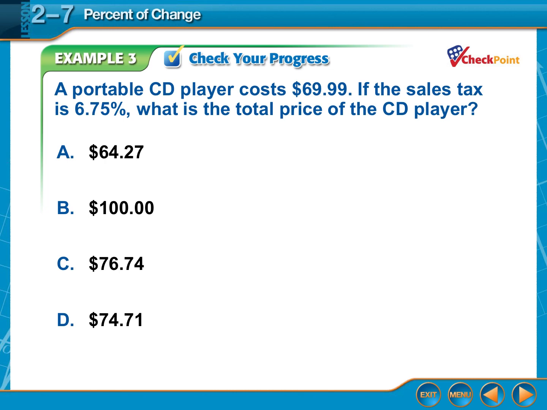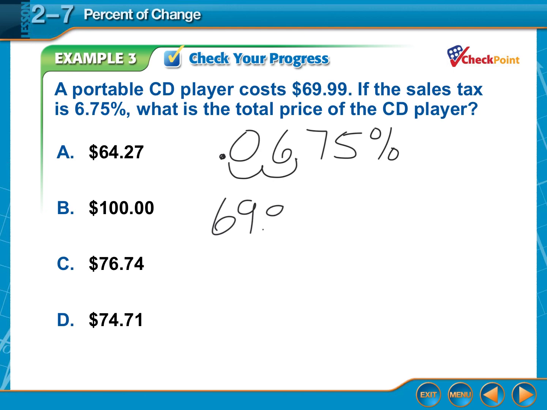First step, we have to do what? You have to move the decimal. We have to find the tax, so we need to move the decimal. We have 6.75% here. Which way and how many places do I move the decimal? Left and 2. To the left twice. So we have 1, 2. So our new number is this. What do we do with that now? So we have 69.99 times 0.0675. You got to include all those numbers.